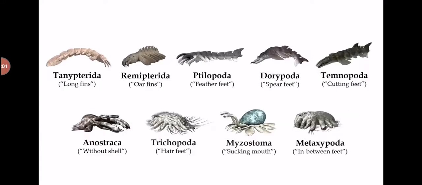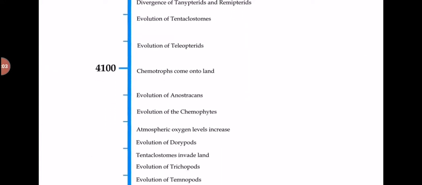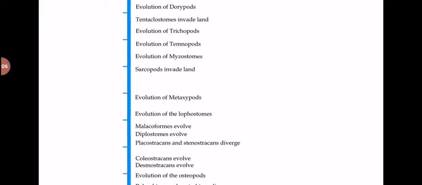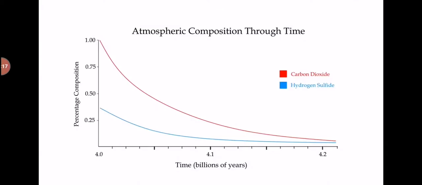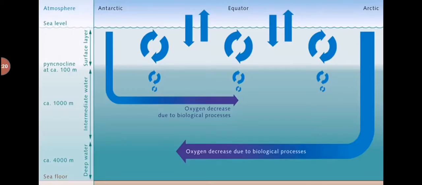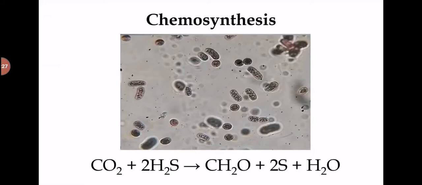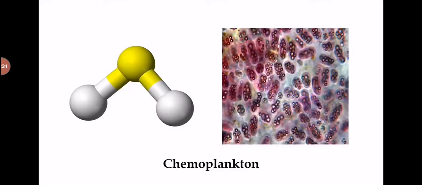All of these aquatic clades will flourish over the 120 million years following the invasion of land by the chemophytes, lophostomes, and osteopods, but the steadily changing atmosphere and the subsequent shift in climate will have far-reaching implications for the pelagic ecosystems. The drop in temperatures following the decrease in atmospheric carbon dioxide levels will disrupt the ocean currents, depriving many areas of the sea of oxygen and nutrients, and the diminishing hydrogen sulfide levels will make chemosynthesis less efficient, and so the once abundant chemoplankton may experience a substantial decline in their diversity.